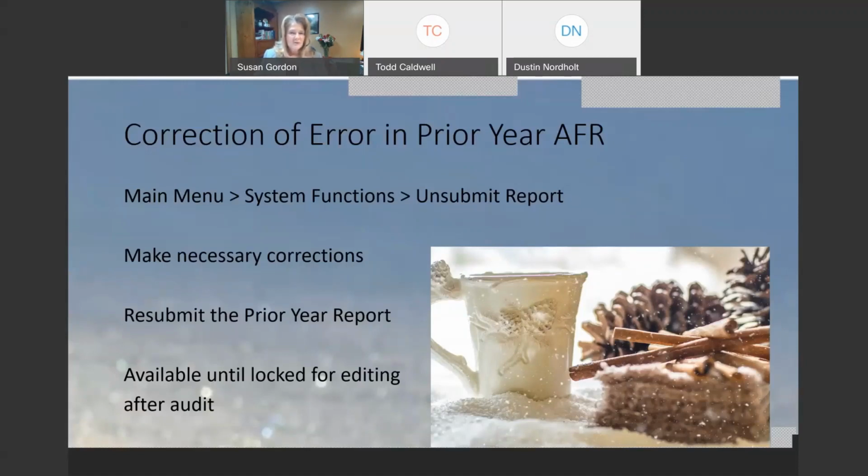And then you can do that until that year is locked for editing by the Board of Accounts because we've audited that year. After it's been audited, you can't go back in and change that information.